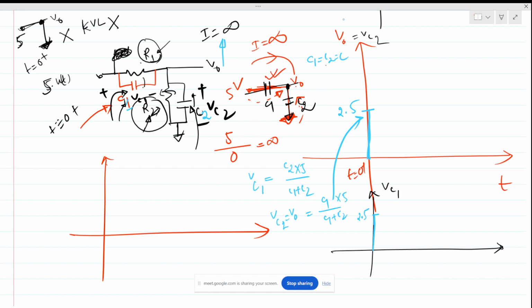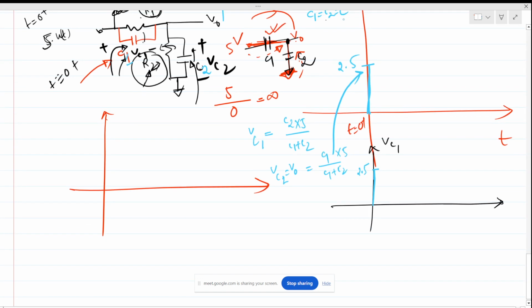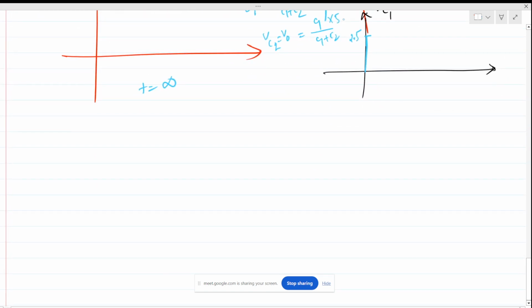Now at t equals infinity, capacitive impedance is infinite, right? Then what will be the equivalent picture? This will be the equivalent picture, because capacitive impedance is very high, so basically it is neglected. Then again it will be nothing but a resistive divider, right?